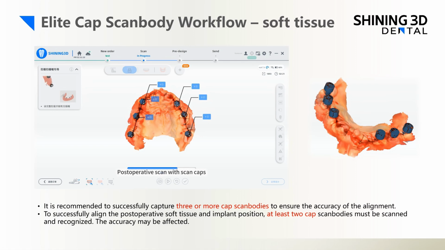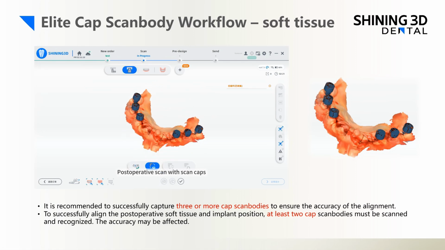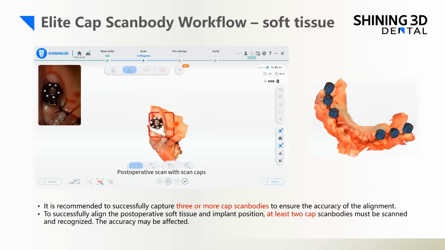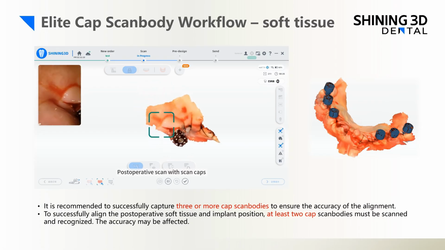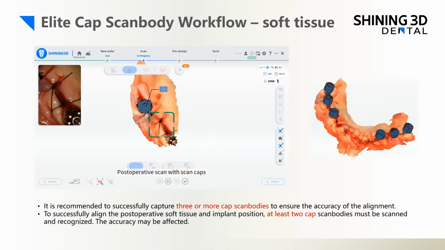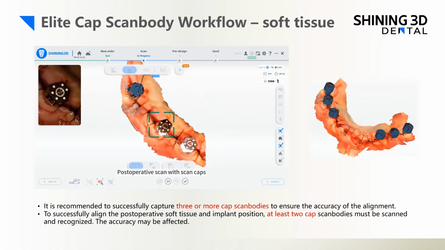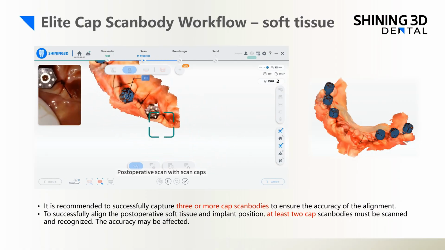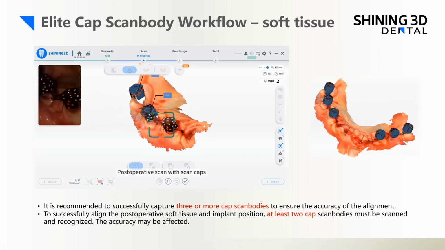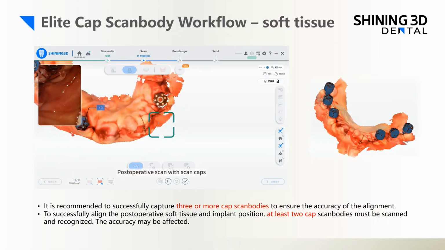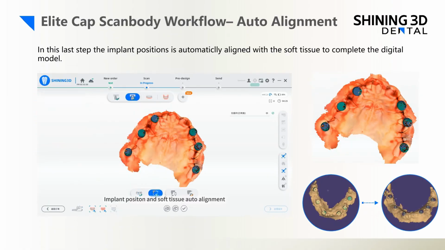It is recommended to successfully capture 3 or more Cap Scanbodies to ensure accurate alignment for one single arch. To successfully align the post-operative soft tissue and implant position, at least 2 Cap Scanbodies must be scanned and recognized. Otherwise, the accuracy may be affected. So this is how the whole Cap Scanbody workflow works.